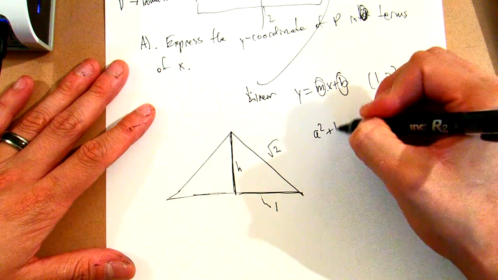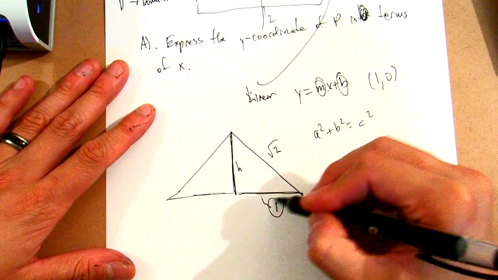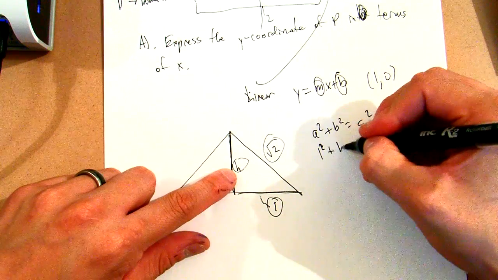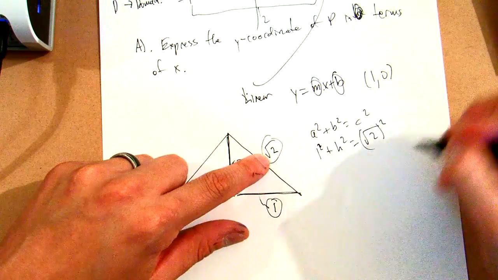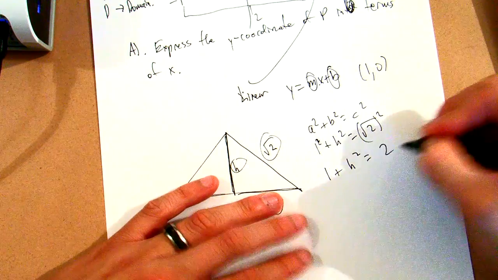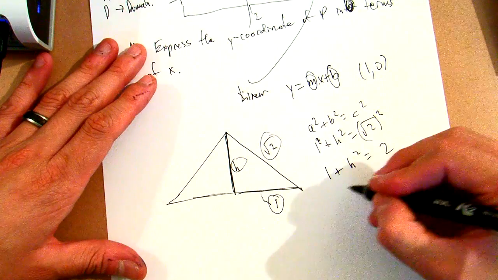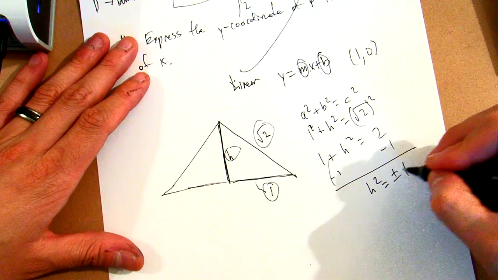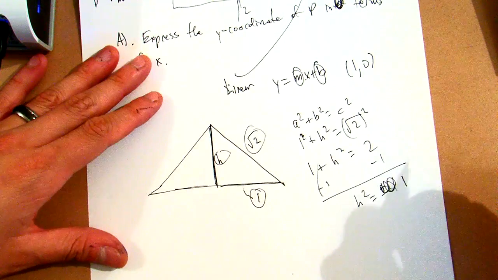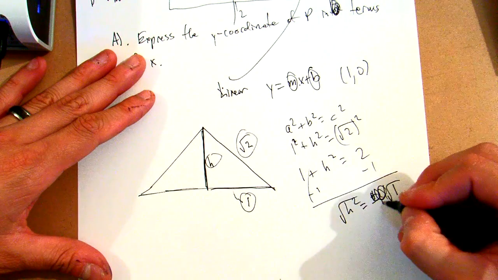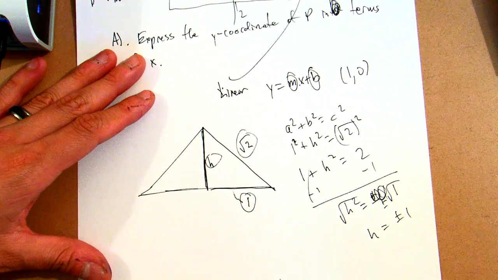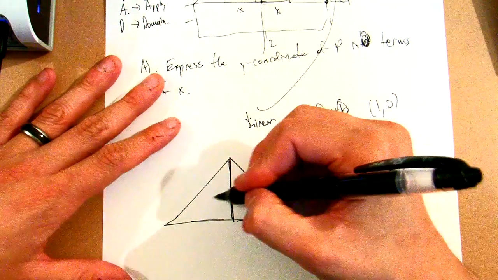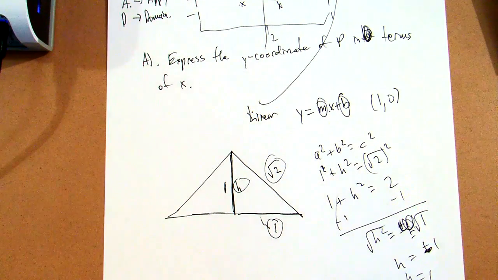So a squared plus b squared equals c squared. This is a, this is b, and this is c. So we get a squared plus b squared equals c squared. And then I simplify. And then I'm going to subtract 1. And then we get h squared equals 1. And then I take the square root and put plus or minus. So h equals plus or minus 1. And because the height can't be negative, we just block out the negative. So h is 1.